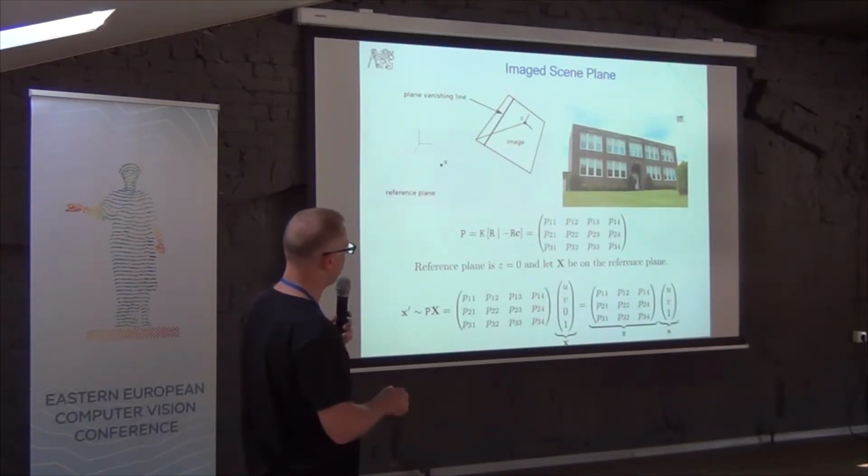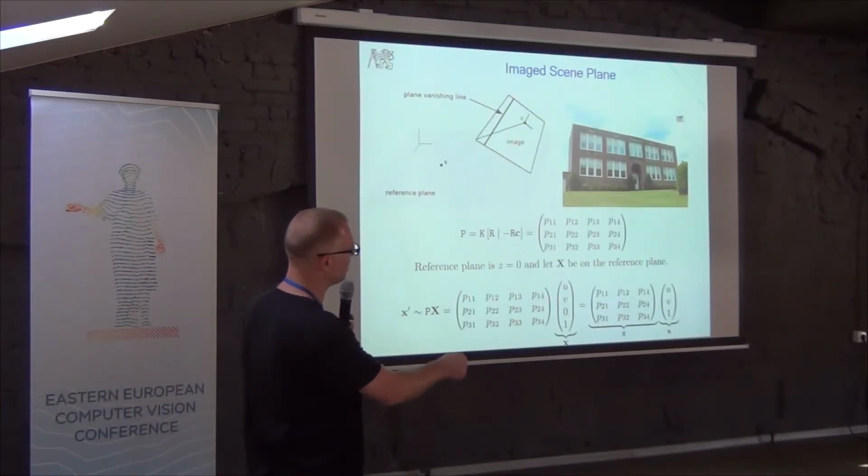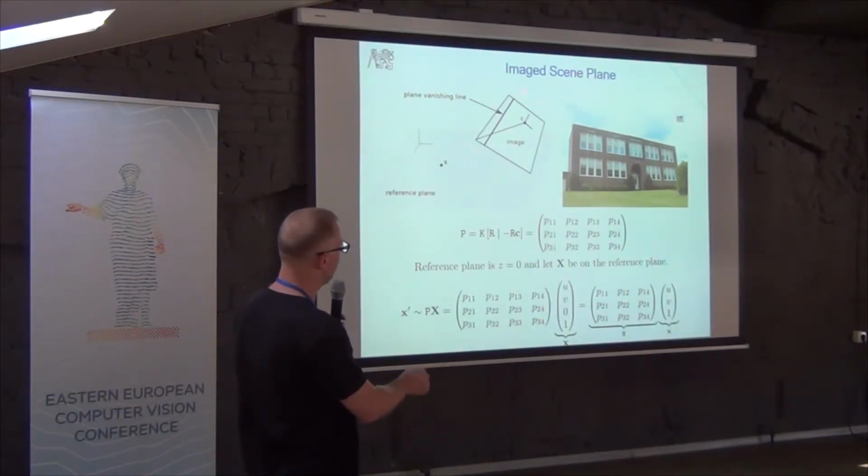Now I've drawn it here actually in the image, but in this particular image I just kind of notionally drew it up here because that's where the vanishing line would be in this image approximately. So that line is really corresponding to that guy up there. So that's where this scene plane vanishing line would be.